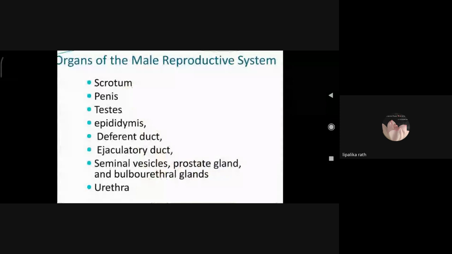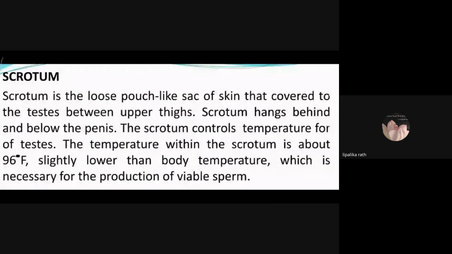So now we will learn about the scrotum in detail. The scrotum is a loose pouch-like sac of skin that covers the testis between the upper thighs. Okay, so this is the structure and location. The scrotum hangs behind and below the penis. So it is located below the penis.